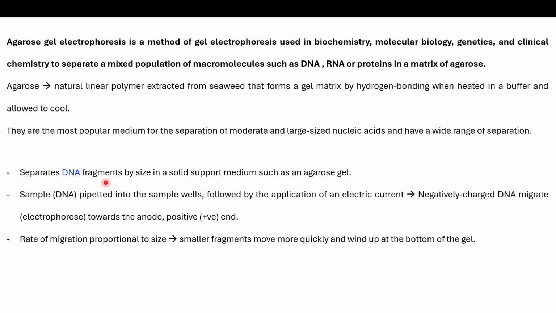Now it separates DNA fragments by size in a solid support medium like agarose gel. The sample, we looked at it in the previous pictures also, is pipetted into the sample wells, followed by you applying an electric field or electric current, and negatively charged nucleic acid will migrate towards the positively charged electrode, and the rate of migration is inversely proportional to the size. Smaller fragments will move more quickly and wind up at the bottom of the gel. Okay.